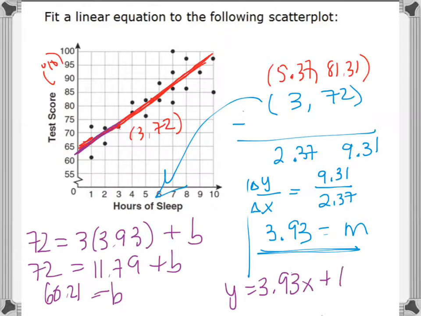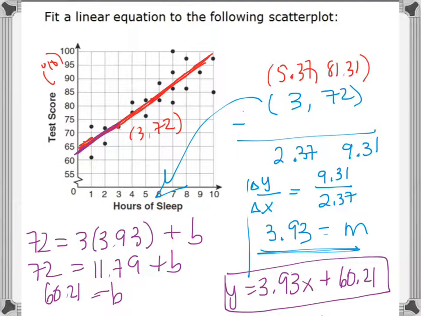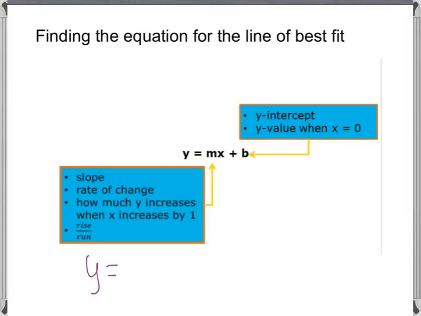3.93x plus 60.21. And rounding to the nearest hundredth is often a good idea for these lines, because you don't really want to round to the nearest tenth, because even a small rounding will affect the way that you can use the line to interpret the data. So we figured out what these things mean, right? We figured out the equation of the line. So we had y is equal to 3.93x plus 60.21.